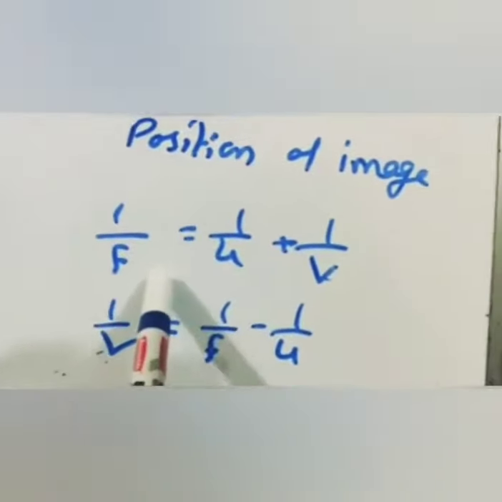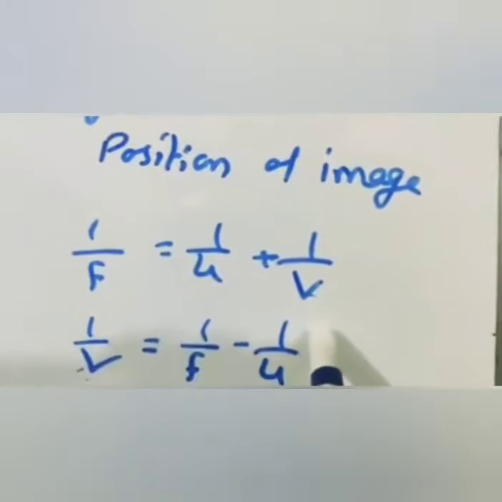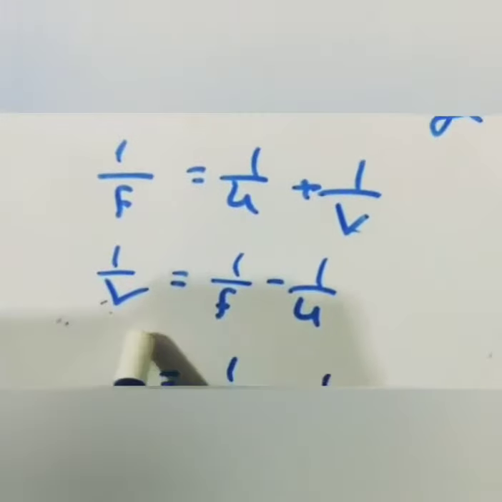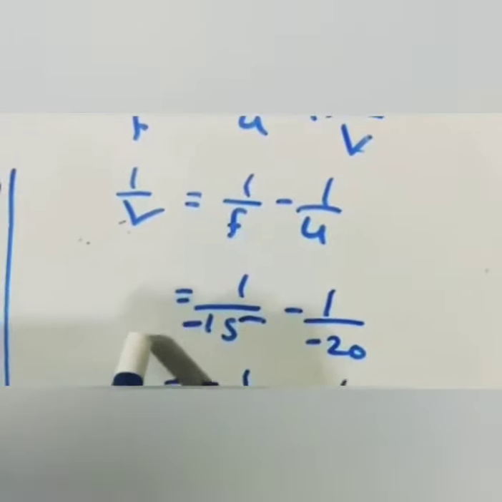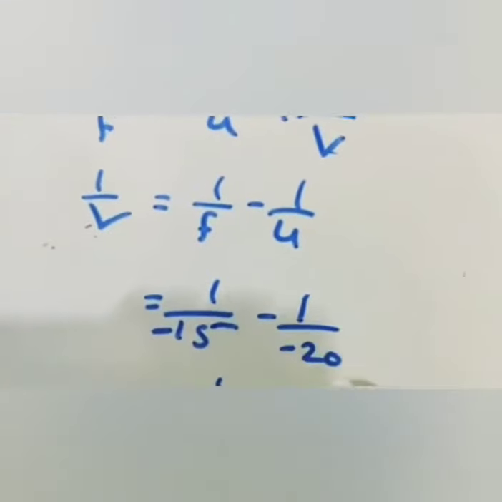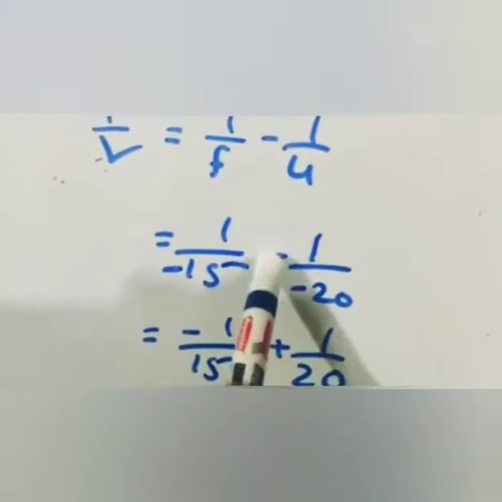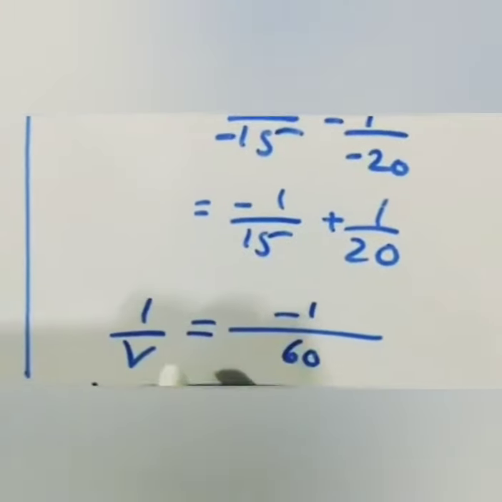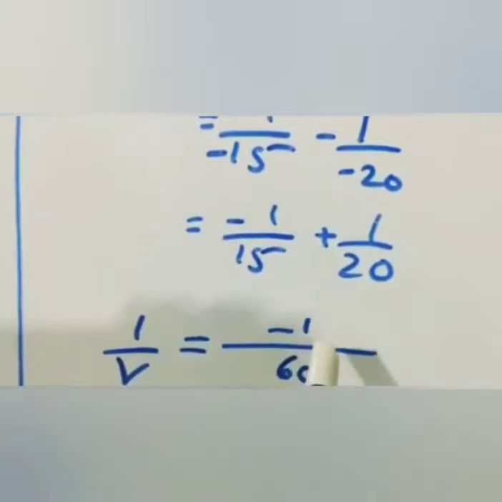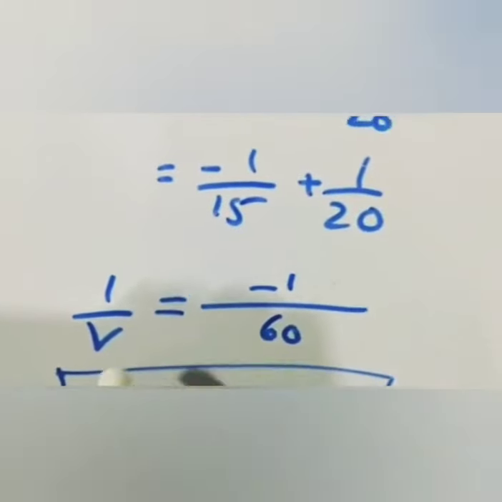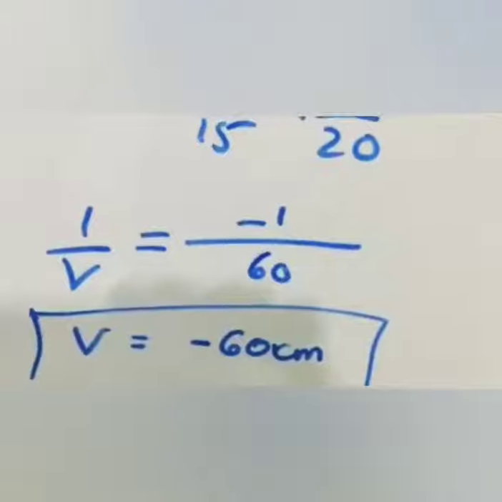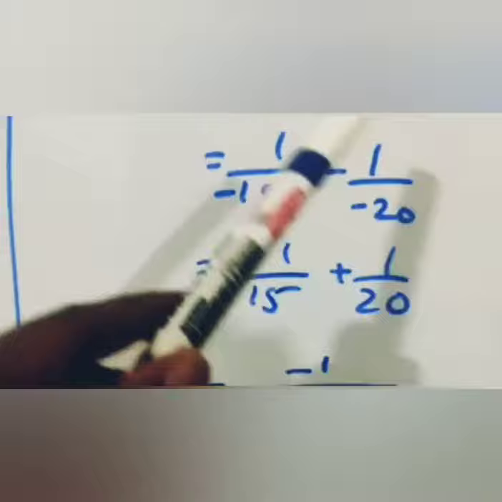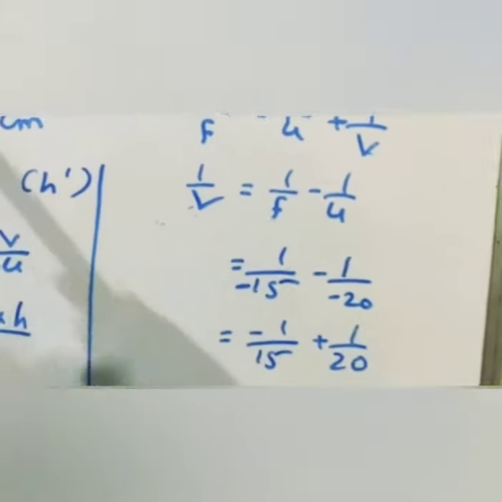1 upon f equals 1 upon u plus 1 upon v. We want v, so 1 upon v equals 1 upon f minus 1 upon u. Putting the values, 1 upon minus 15 minus 1 upon minus 20. This minus will become plus. After calculation you will get 1 upon v equals minus 1 upon 60. Now taking the reciprocal, v equals minus 60 centimeter. Now we got the distance.